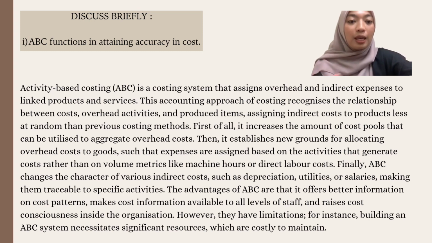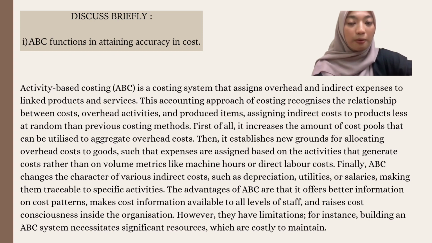First of all, it increases the amount of cost pools that can be utilized to aggregate overhead costs. Then, it establishes new ground for allocating overhead costs to goods, such that expenses are assigned based on the activity that generates cost rather than on volume metrics like machine hours or direct labor cost. Finally, ABC changes the character of various indirect costs such as depreciation, utility or salary, making them traceable to specific activity.